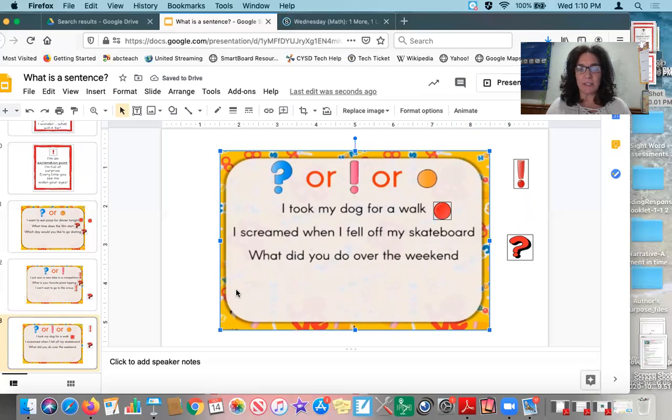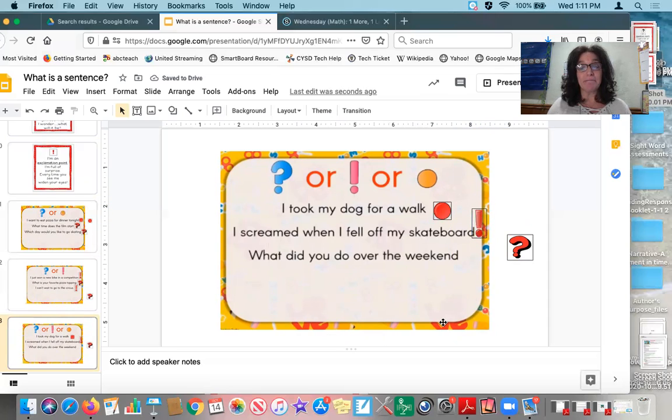The next sentence, read it with me. I screamed when I fell off my skateboard. Wow, screaming. That must mean somebody is really hurt or really scared. I bet that's a good place for an exclamation mark because it's a telling sentence with a lot of feeling.